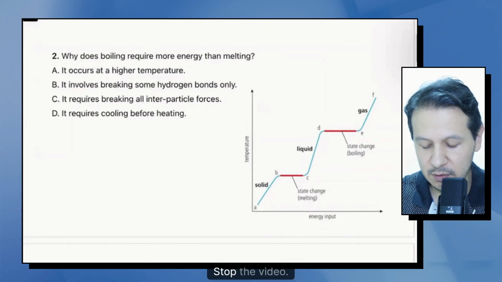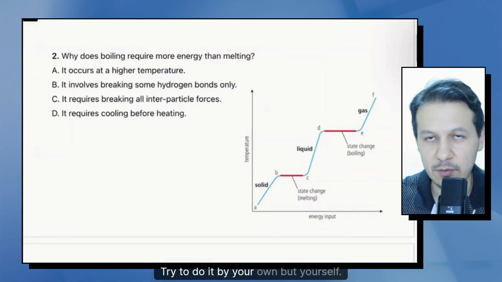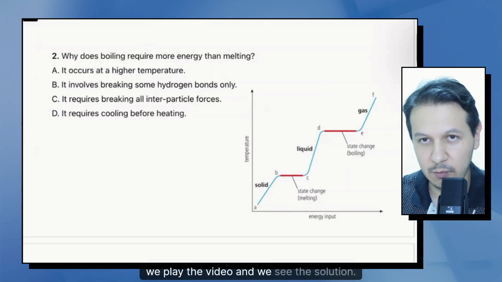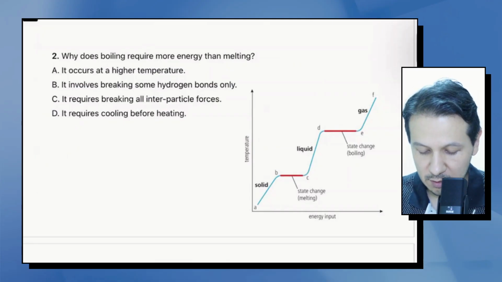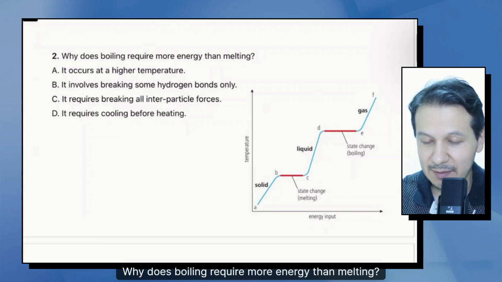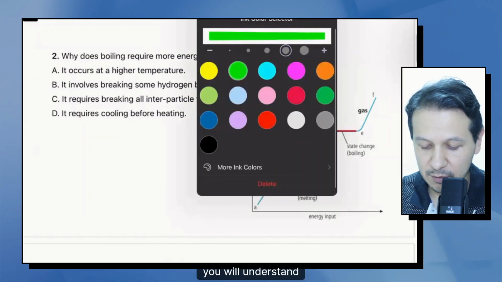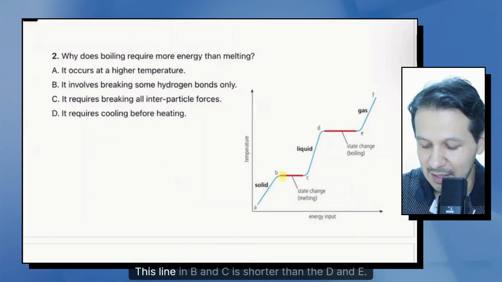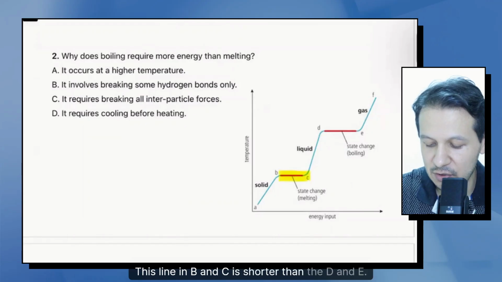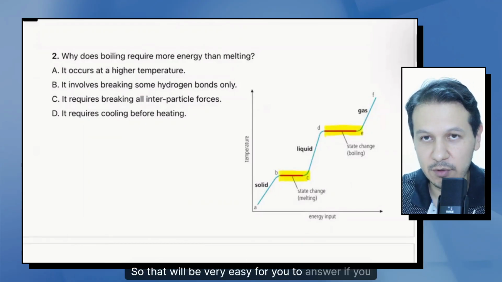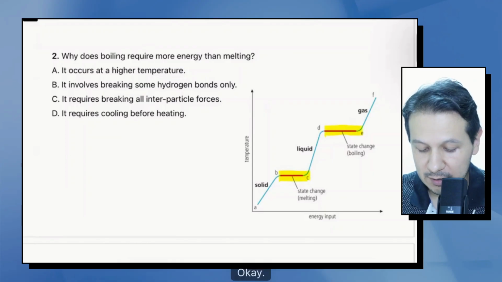First, read the question, stop the video, try to do it by yourself, and then we play the video and we see the solution. Why does boiling require more energy than melting? This is something that if you watch the complete video, you will understand why this line in B and C is shorter than D and E. So that will be very easy for you to answer if you watch the video completely, okay?